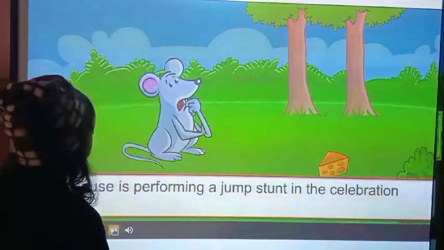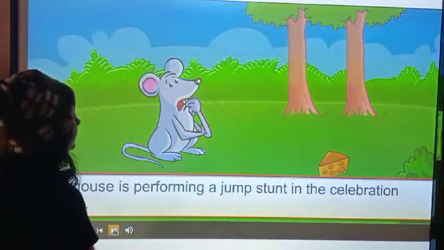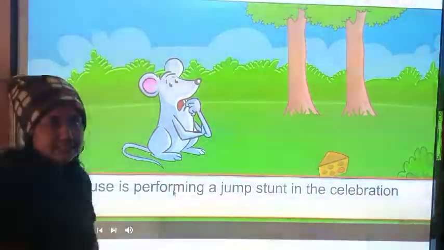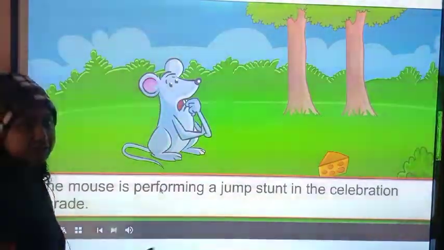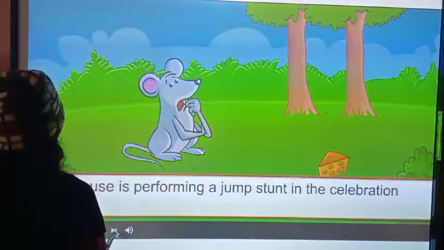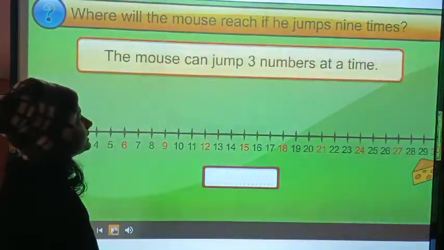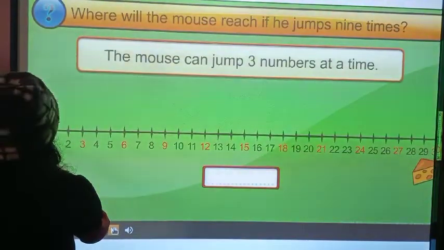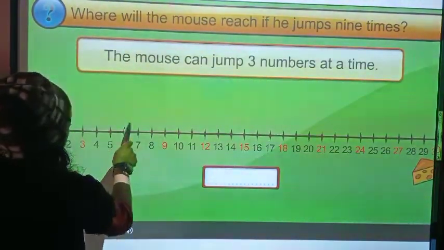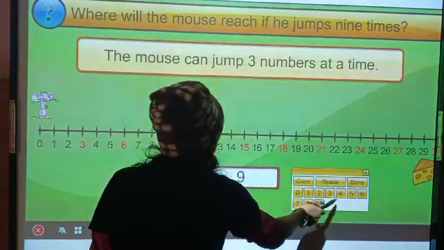The mouse is performing a jump stunt in the celebration parade. This is the mouse, and the mouse is performing a jump stunt. The mouse can jump 3 numbers at a time. So 3, 3, 3. 3 multiply 3.